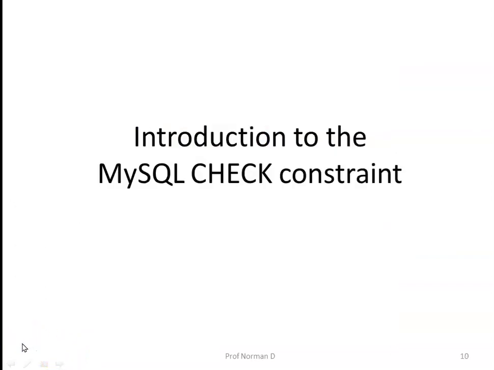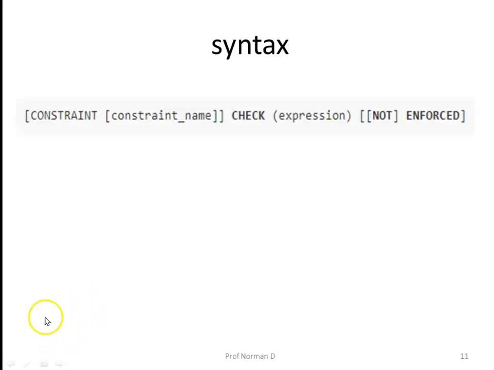Now we will discuss the MySQL CHECK constraint, to ensure that values stored in a column or a group of columns satisfy a Boolean expression. So we'll look at the syntax of CHECK. First you specify the name of the check constraint that you want to create. If you omit the constraint name, MySQL automatically generates a constraint name for it.